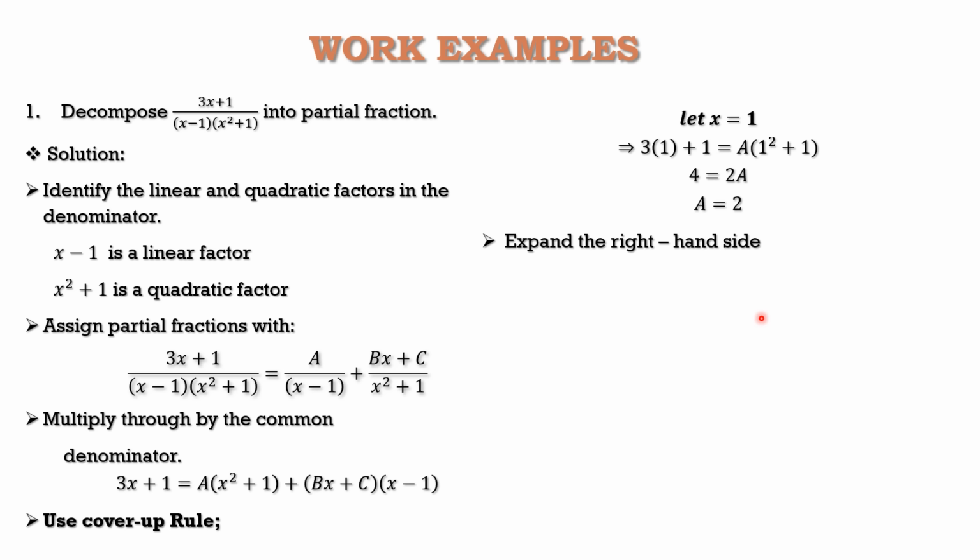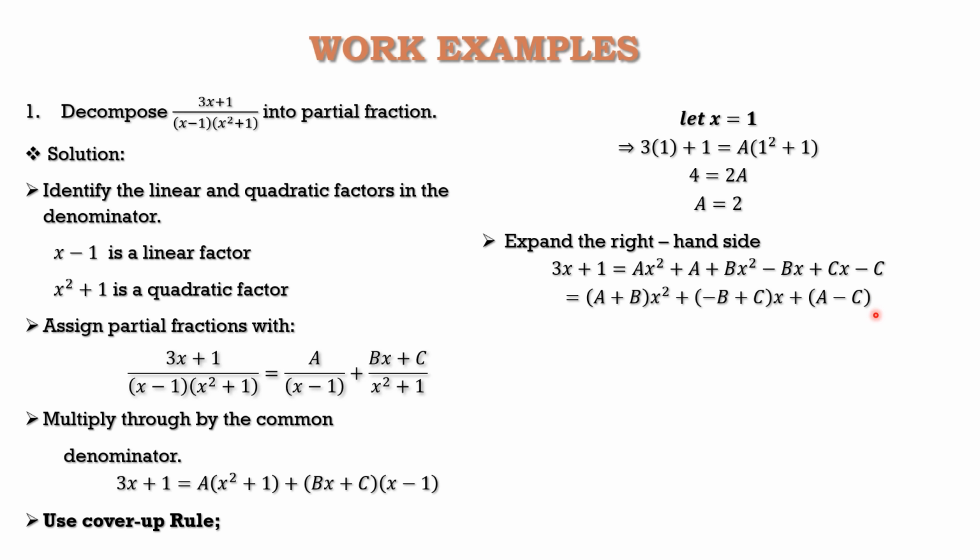Then the same thing, expand the right hand side. When you expand the right hand side, we get an expression of this nature: ax squared plus a plus bx squared minus bx plus cx minus c. Then group like terms: we have a plus b all in x squared, plus minus b plus c all in x, plus the constant a minus c.